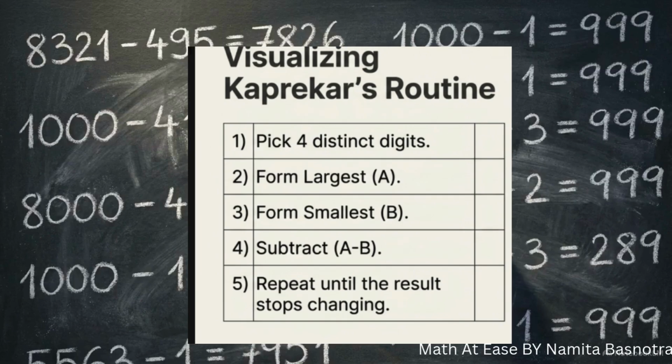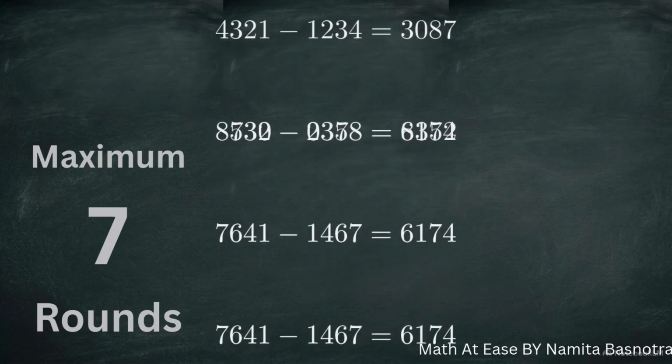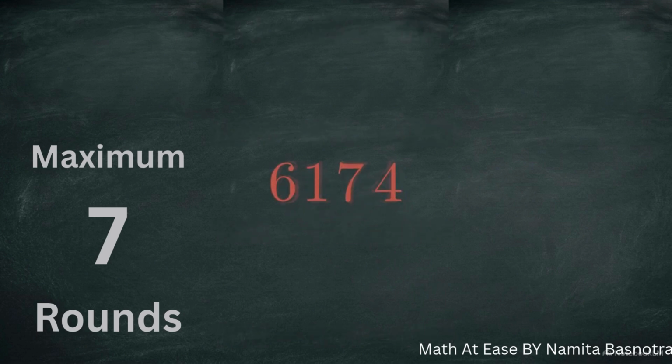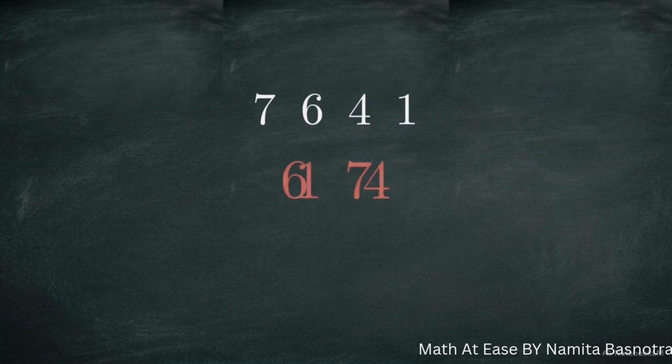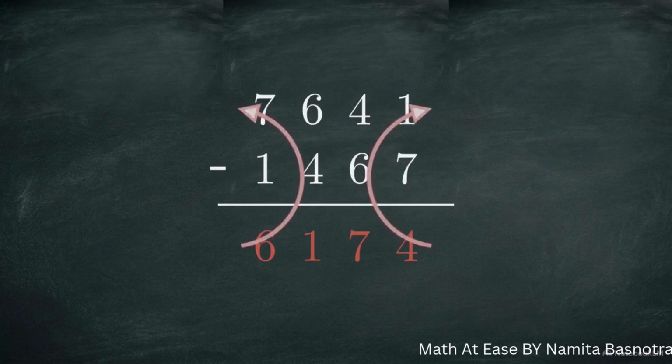Keep looping your new answers back through the sorting and subtracting process. No matter what valid four digits you started with, you will hit a dead end within a maximum of 7 rounds. Every calculation pulls you toward a mathematical singularity, 6174. Here is the trap. Sorting 6174 high to low gives 7641. Low to high is 1467. Subtract them, and the result is exactly 6174 again, locking you into an infinite loop.